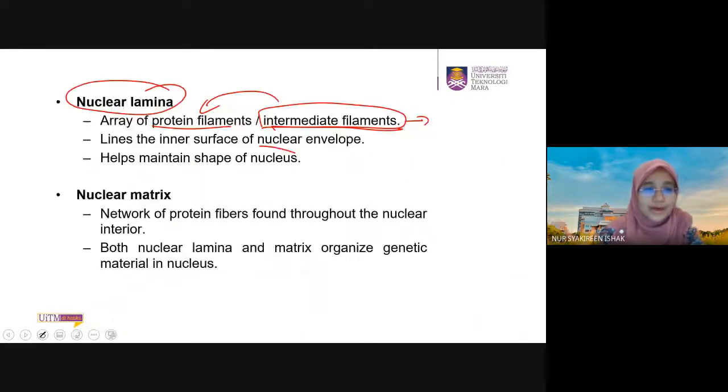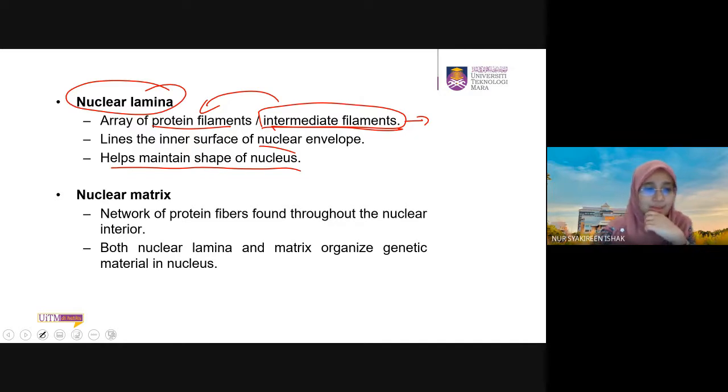So it helps to maintain the shape of the nucleus. It is to support the nuclear envelope, to hold the shape of the nucleus together, so it prevents the nuclear envelope from collapsing. So to hold the structure of the nuclear envelope, so that the shape of the nucleus will be maintained.